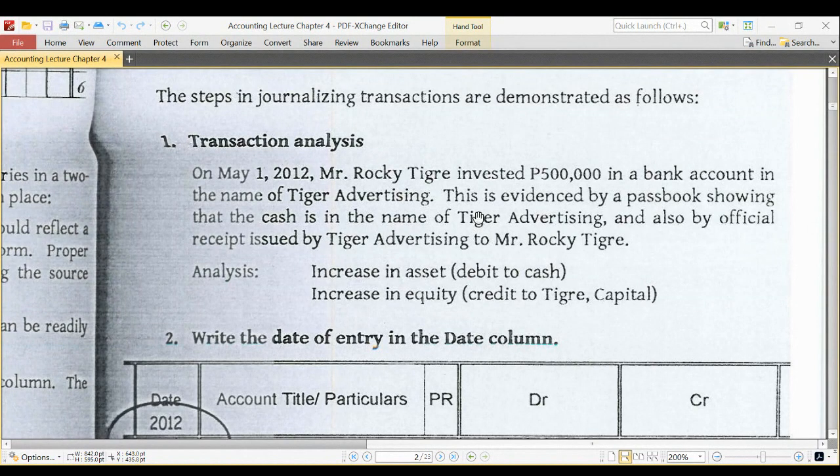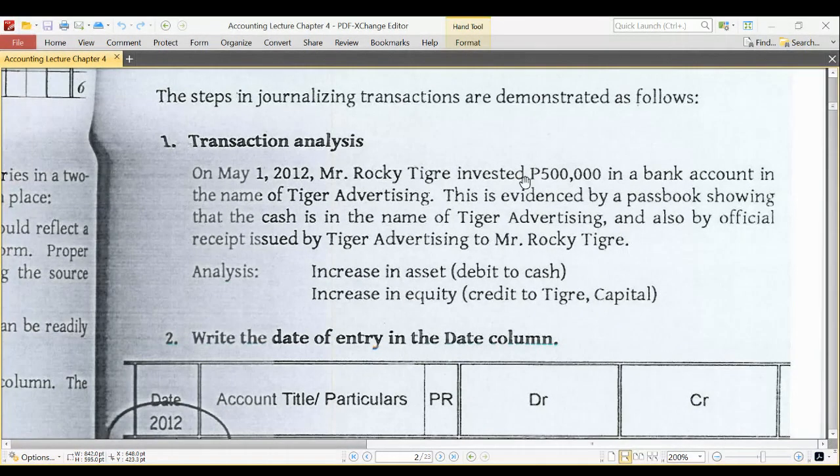Ano ngayon ang magiging source document mo dito? Paano pag sinabi lang, kunwari nag-invest lang, wala naman talaga. Eh di hanapin mo kung ano yung deposit slip o tingnan mo sa passbook kung meron ba talagang pumasok na cash sa bank account ni business, sa bank account ni Tiger Advertising. And if there is actual investment or increase in cash to the business, then you record the transaction.